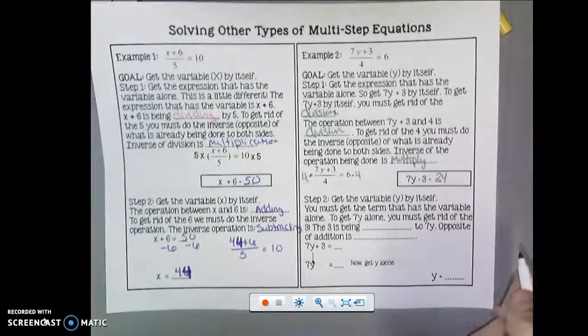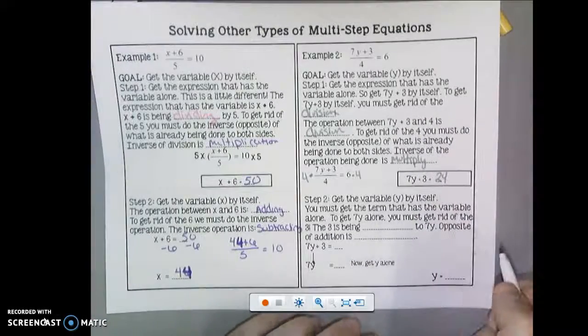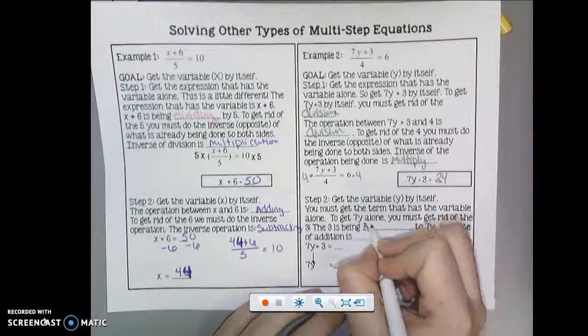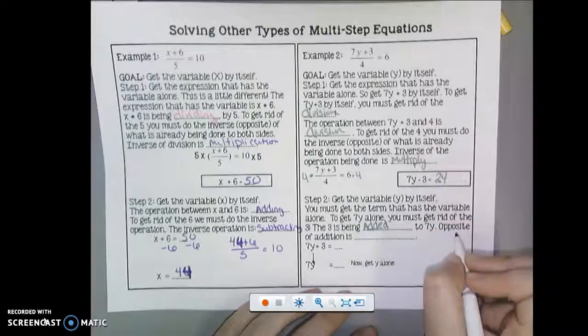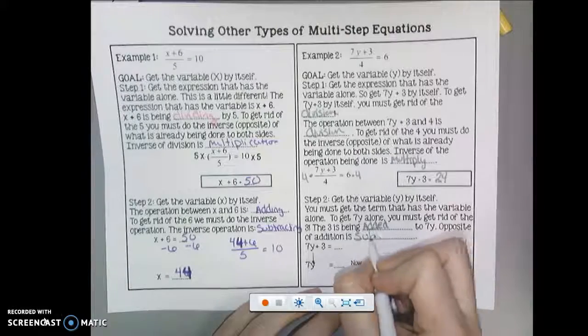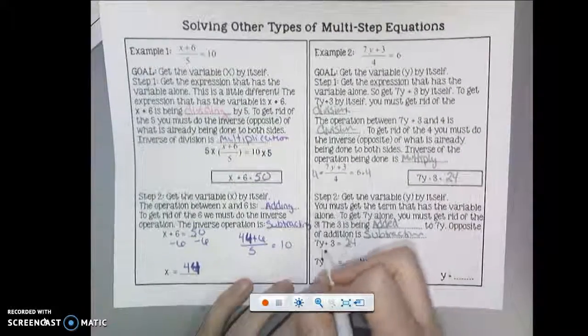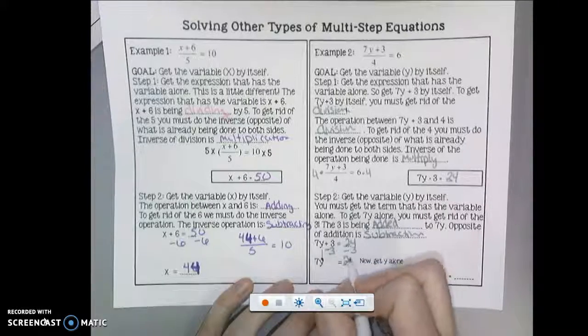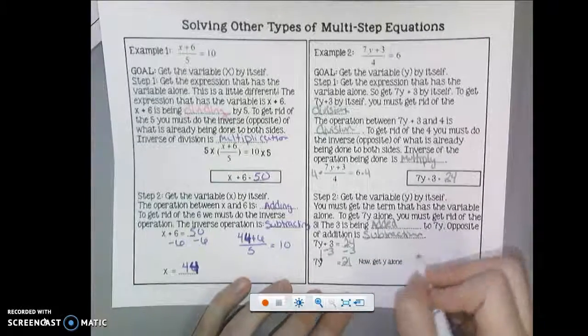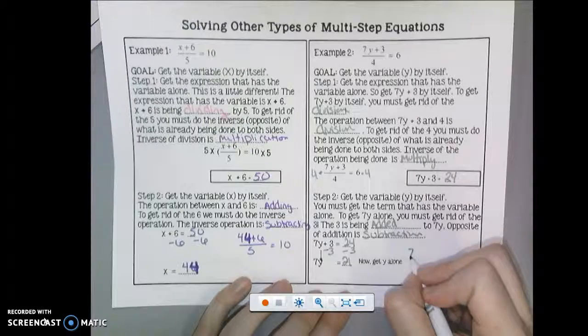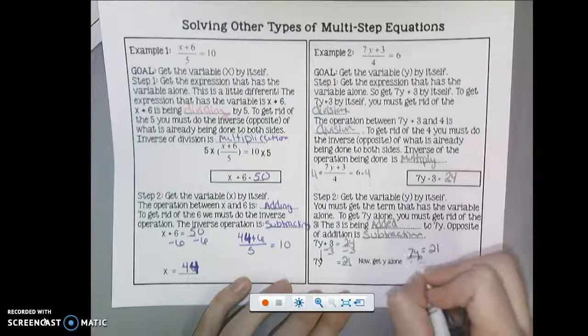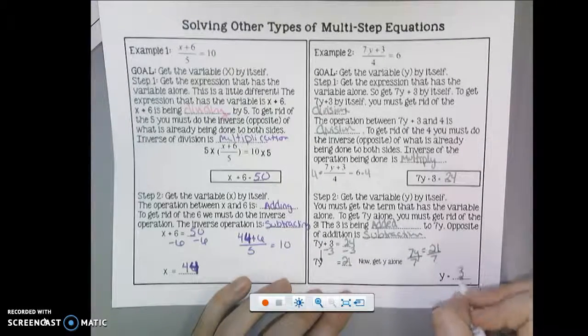And now we have to get the 7y alone. So we have to get rid of the 3. The 3 is being added. So we have to do the opposite, which is subtraction. So we have 24, we subtract 3, and we have 21. Now to get y alone, what do we have to do? 7 and y are multiplying, so we have to divide. And y should equal 3.